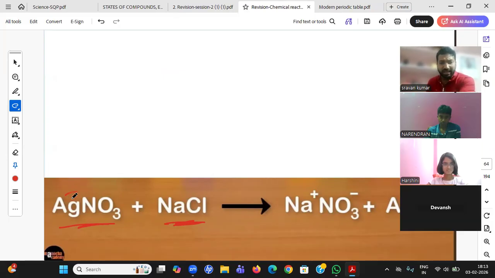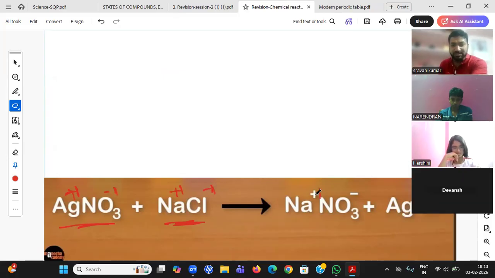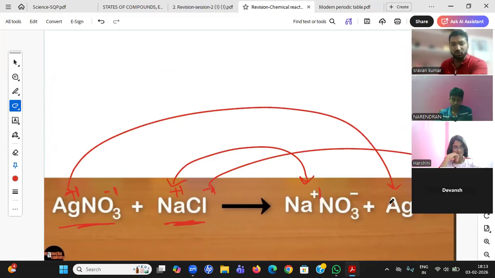Why? Because you see Ag+1, NO3-1, Na+1, Cl-1. Here also, Na+1. Is there any change in oxidation state? No. Is there any change in oxidation state? No. Is there any change in oxidation state? No. Oxidation state means charge. So double displacement reaction itself, I can directly say it's not a redox reaction.